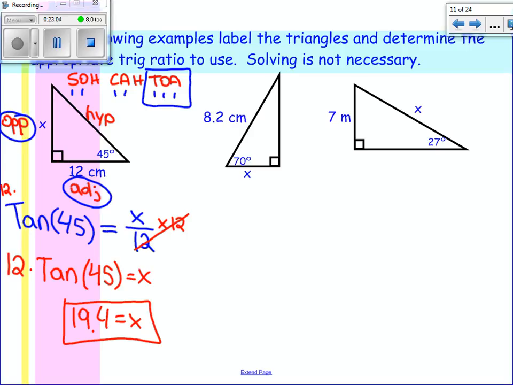So 12 is the right answer. 19.4 is not correct because that was the radian answer. We wanted the degree answer. So 12 is correct.